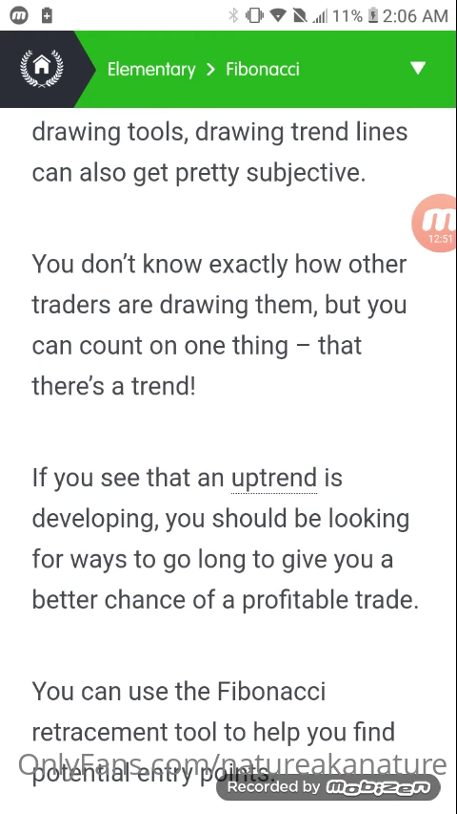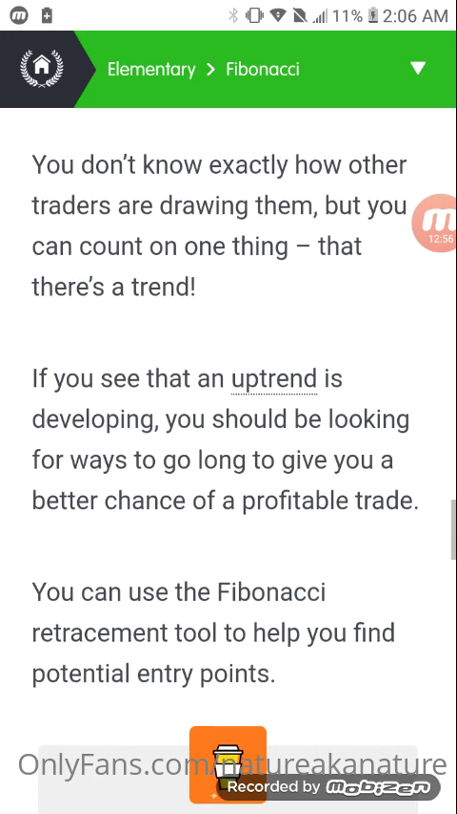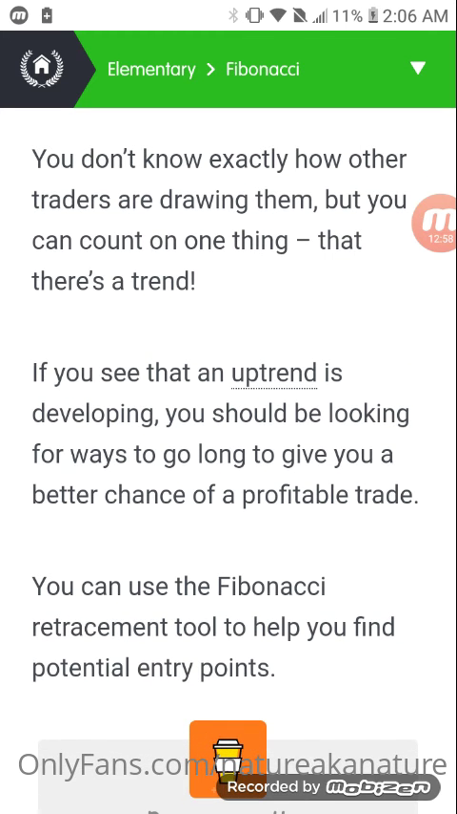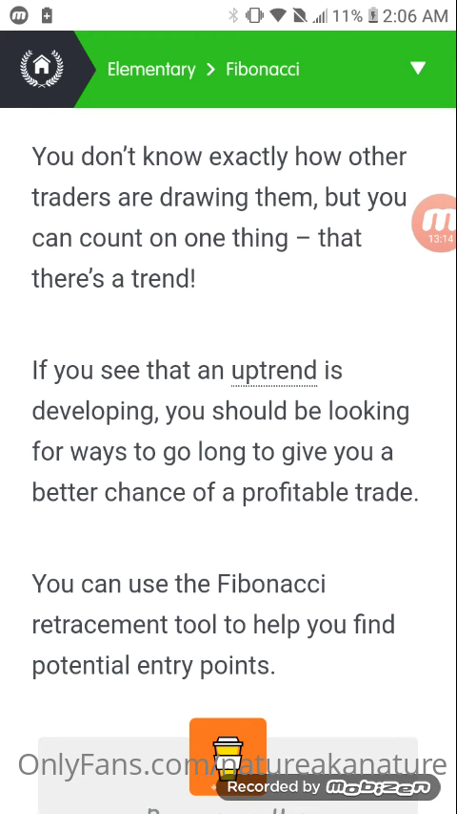So if you see an uptrend developing, you should be looking for ways to go long, to give you a better chance of a profitable trade. Wait for price to retrace back off a support level. Use the Fibonacci retracement, use the trend line, and look at the support and resistance. Look where price is going to retrace off and find a potential support level. It could retrace off the 61.8 or the 50 retracement level. So you want to see where price is going to retrace back to.